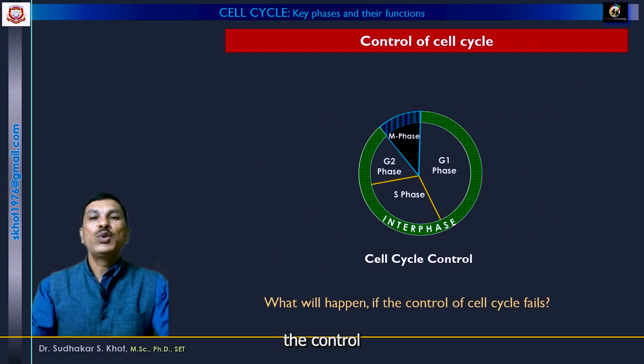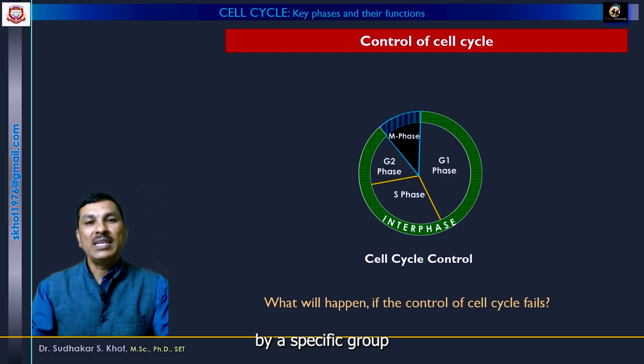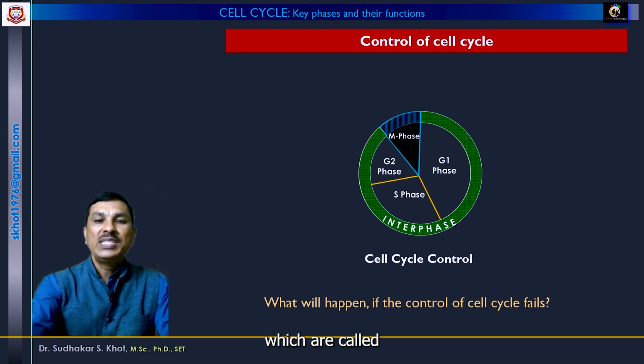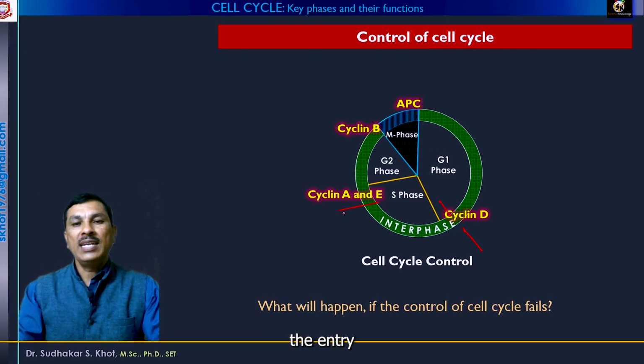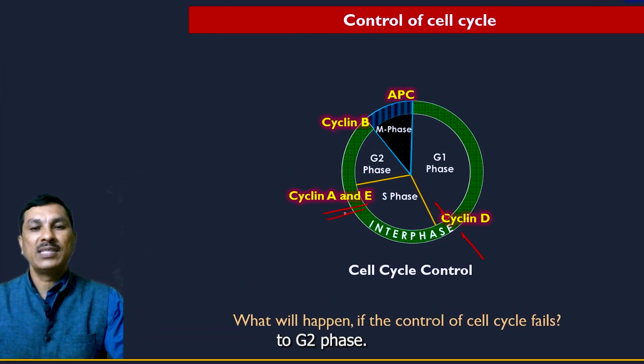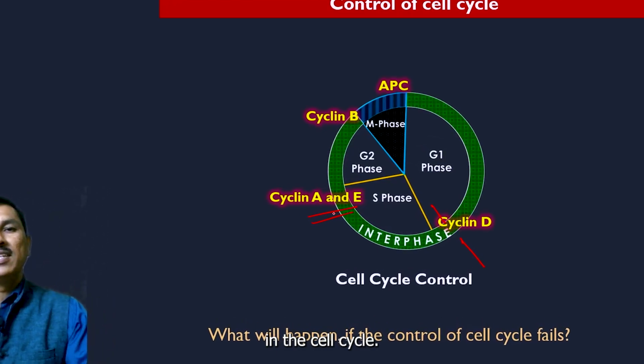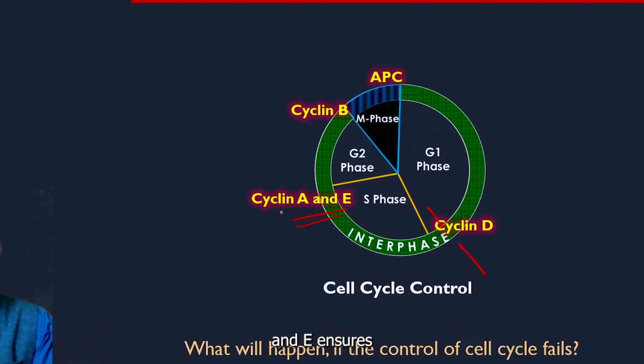Now let us discuss the control of cell cycle. Cell cycle is controlled by a specific group of enzymes or proteins which are called cyclin enzymes or cyclin proteins. Cyclin D amount controls the entry of the cell from G1 phase to S phase. So this is the first checkpoint. Similarly, cyclin A and cyclin E control the entry of the cell from S phase to G2 phase. So this is the second checkpoint in the cell cycle. The content of cyclin A and E ensures that the DNA replication is correctly completed. In G2 phase, there is cyclin B which controls the entry. So this is another checkpoint.